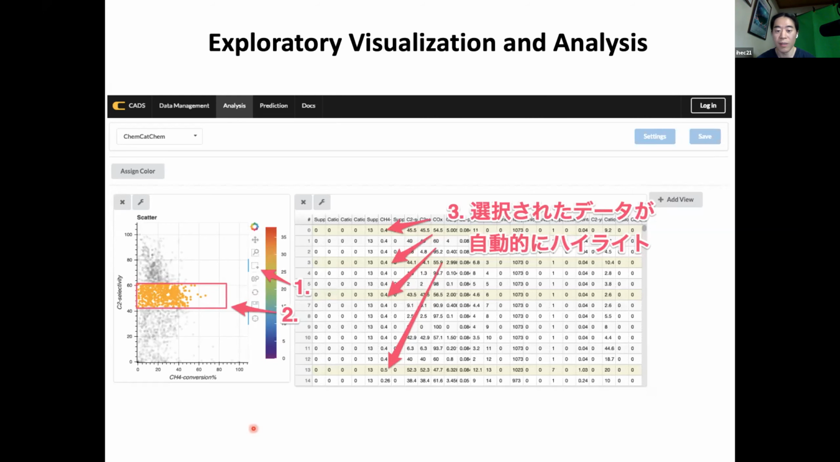So you can create multiple different types of graphs, and they're all linked to each other. You can see that some of the outliers can be easily detected, or you can do some sort of analysis where you want to look at a specific area and then see the real value here. Those can be easily done here.